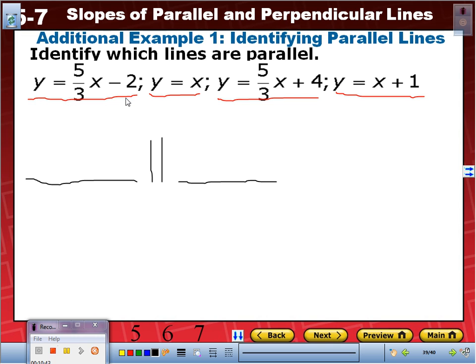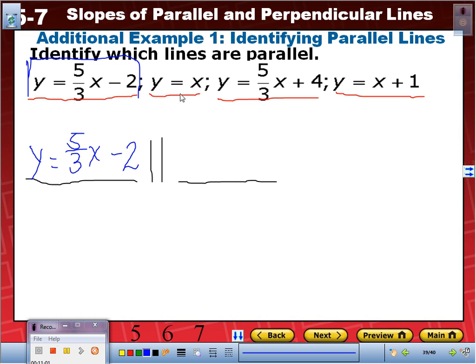Is this all for y? Yes. This one? Yes. This one? Yes. And this one? Yes. Okay. So I'm going to start with this one. I'm going to write it right here. Y equals 5/3 x minus 2. In order for this one to be parallel to another, what are the 2 things that it should have? The same slope, different intercept.